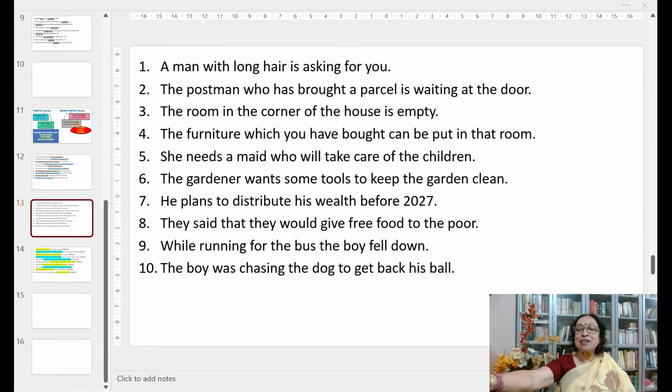Otherwise, it becomes difficult. So, which you have bought is a clause because you have bought. Have bought is the perfect tense, present perfect tense.